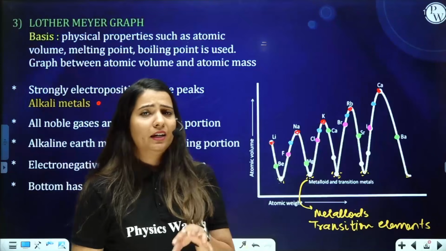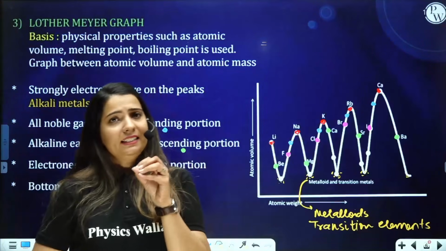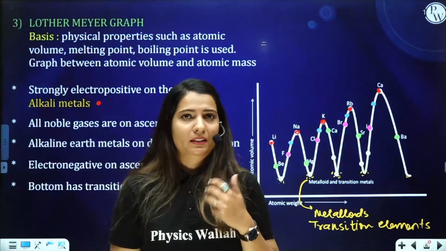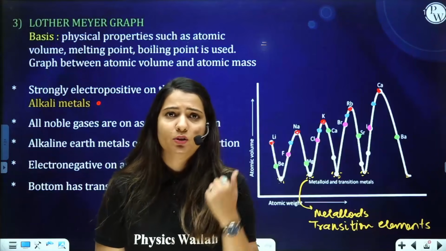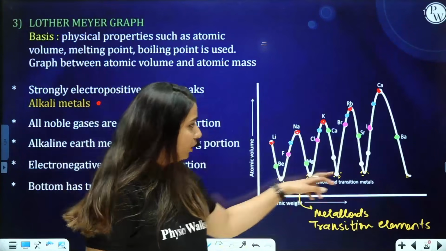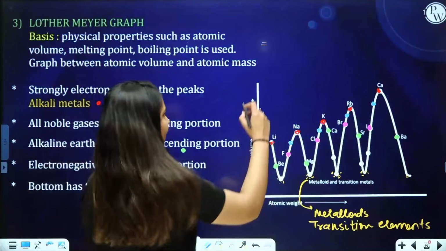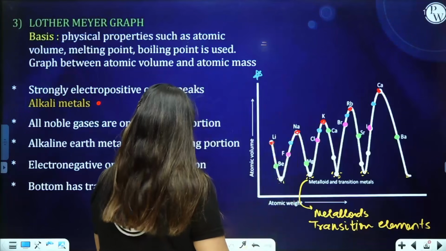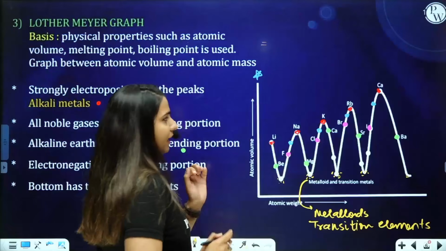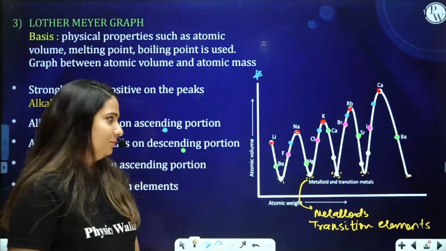So it is very, very important to understand where exactly the elements are present: on the peaks, ascending position, descending position, the bottom lines. You have to remember each thing, because this graph, I'm making a star over here. This graph is very, very important. I have marked each and everything. Okay, so let's move forward.